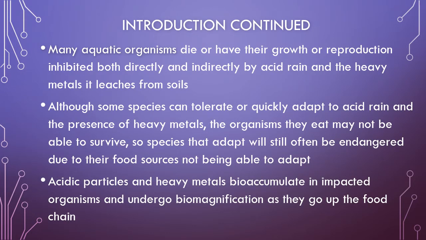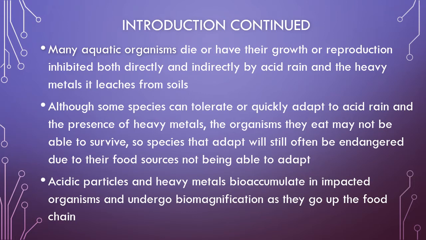Many aquatic organisms die or have their growth or reproduction inhibited, both directly and indirectly, by acid rain and the heavy metals that it leaches from soils, which I was discussing on the previous slide. Acid rain also decreases the amount of oxygen that's available in aquatic ecosystems, which is especially damaging to fishes. And this is perhaps why acid rain has led to a significant decrease in the population numbers of shellfish and some other fish species in coastal waters in the US over the years.